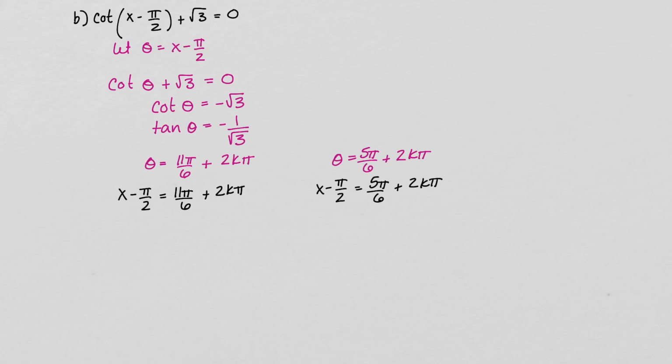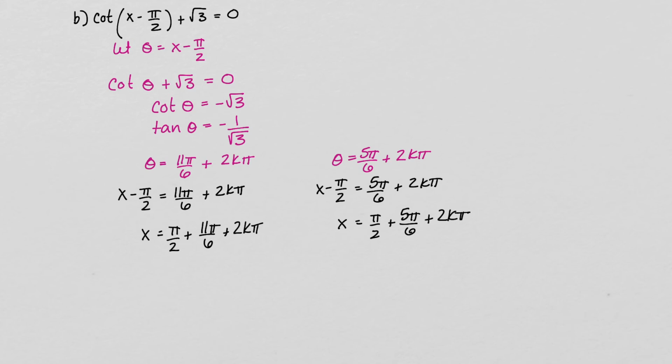So to solve them for x, I'm going to add pi over 2 to both sides. So x is going to be pi over 2 plus 11 pi over 6 plus 2k pi, or x is equal to pi over 2 plus 5 pi over 6 plus 2k pi. And I want to put together those pieces that don't have the k in them, right? So I want to add together pi over 2 and 11 pi over 6.